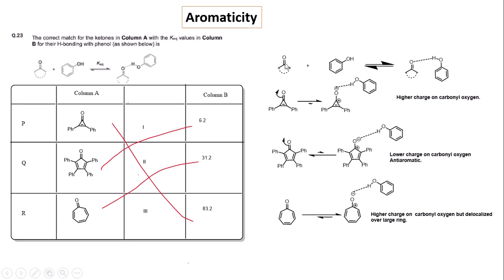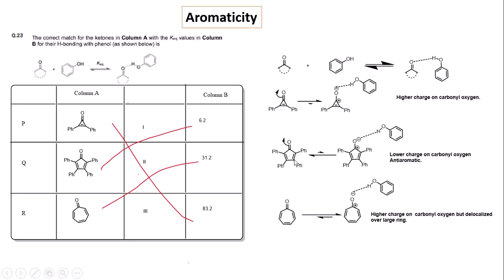Here, the phenol and the carbonyl group undergo hydrogen bonding via polarization, and the driving force for the polarization is the gain of aromaticity. Here the cyclopropenone system undergoes polarization to give the aromatic compound, and the negative charge on the oxygen atom is highest, so it has a higher equilibrium constant for the formation of the hydrogen bond.